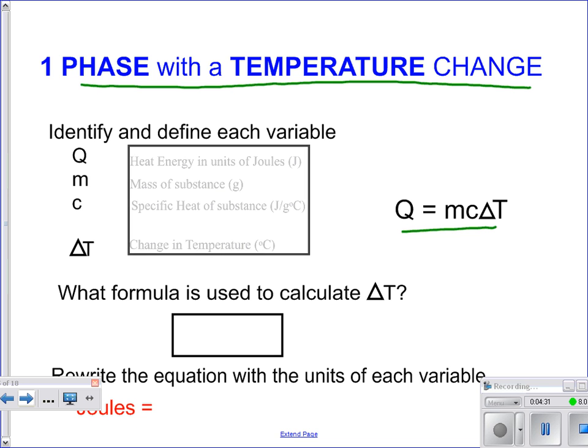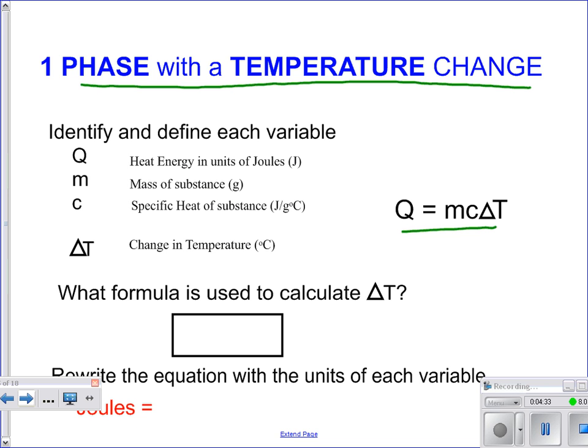So M stands for mass, C stands for specific heat, and delta T stands for your change in temperature. Again, I would abbreviate these things. Heat energy, joules. Mass, grams. Specific heat, joules per gram degrees Celsius.